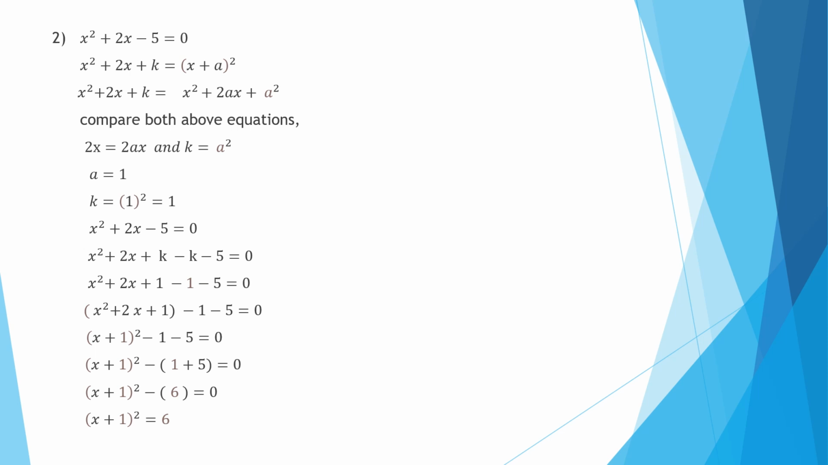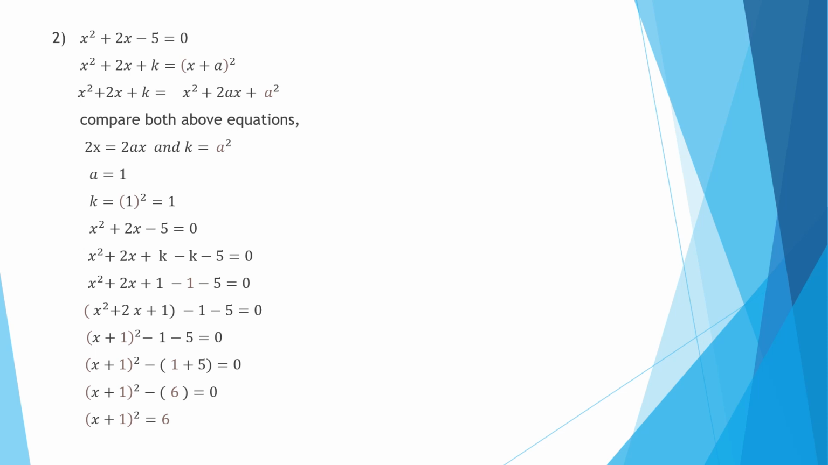Then we expand this bracket. x plus a bracket square is equal to x square plus 2ax plus a square. Here we use the formula a plus b bracket square is equal to a square plus 2ab plus b square. So x plus a bracket square is x square plus 2ax plus a square.